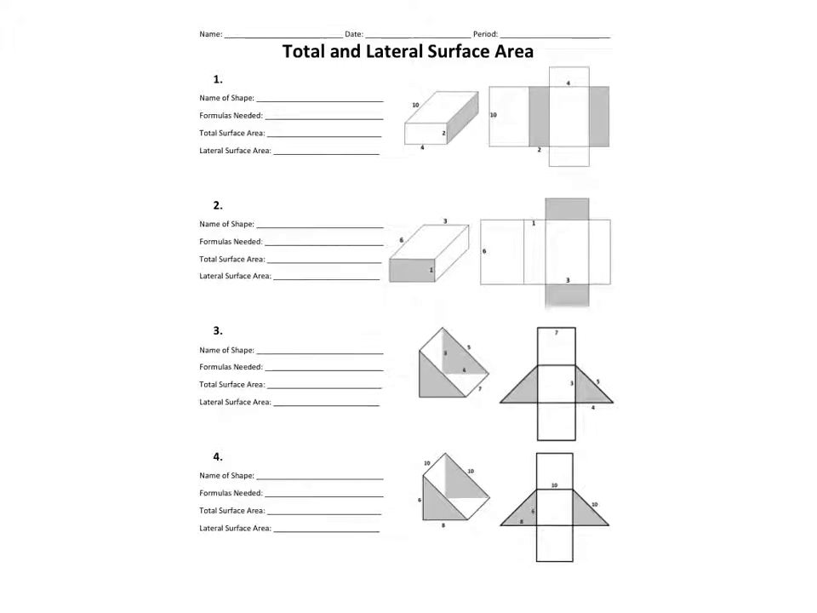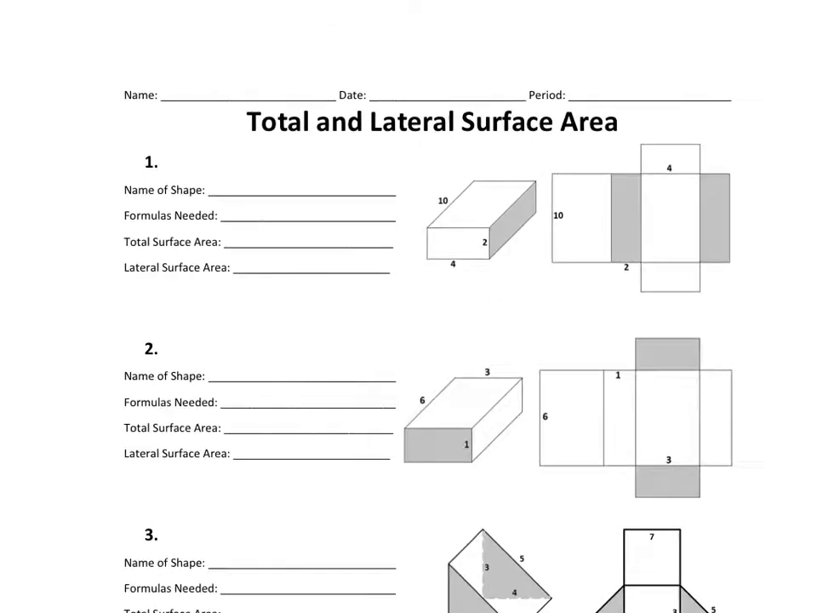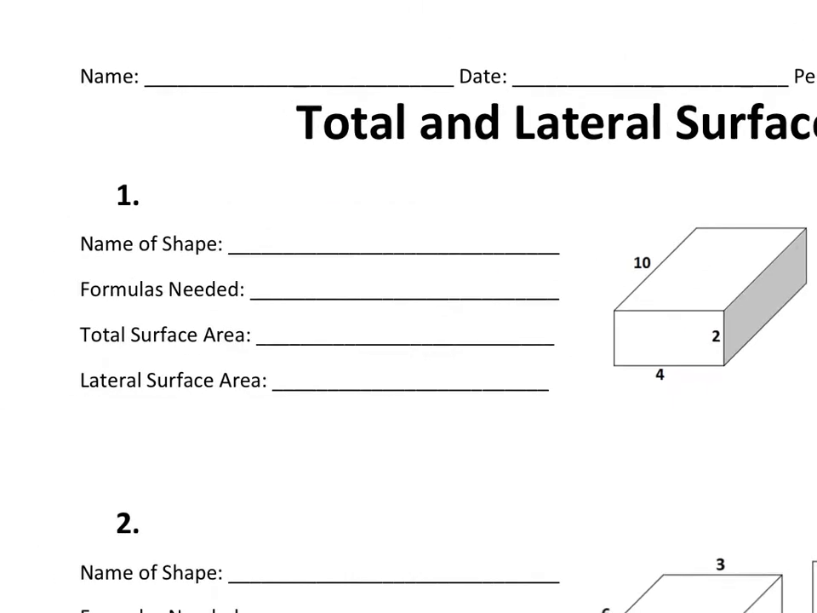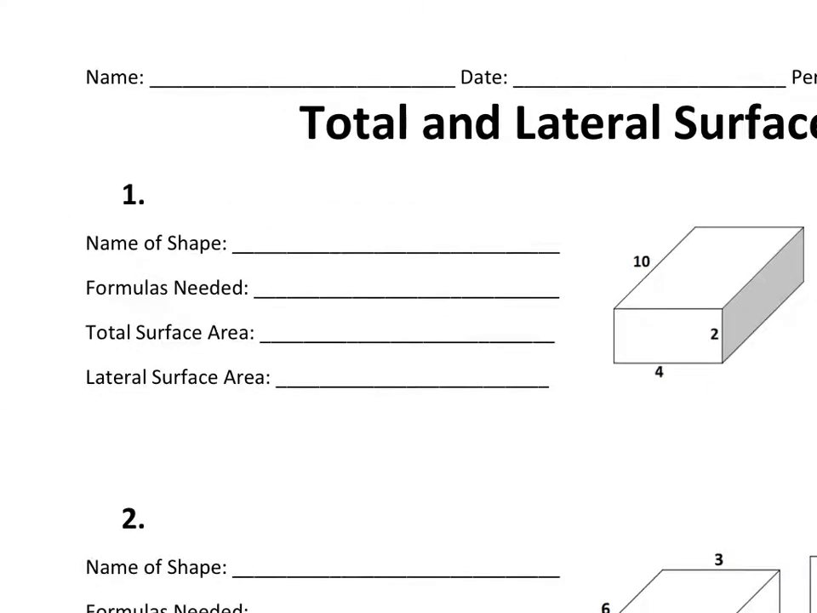This is going to be the lateral and total surface area notes for 7th grade. What we're going to be doing primarily is looking at 3D figures and looking at their nets. So looking at this right here, I'm going to start out with the name of the shape. This is a rectangular prism.